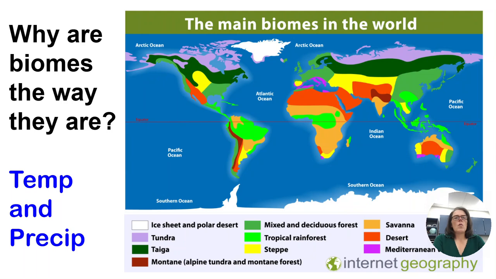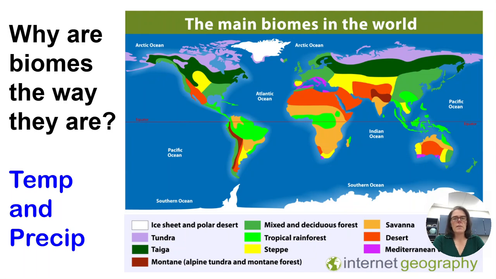All right, so why are biomes the way they are? Because of temperature and precipitation. And here's a map of the main biomes of the world. There's some variation on these depending on who you're asking, but these are the basics that you're probably already familiar with, sort of the tundra, ice sheets, polar deserts, all the way down through the forests and into tropical rainforests.